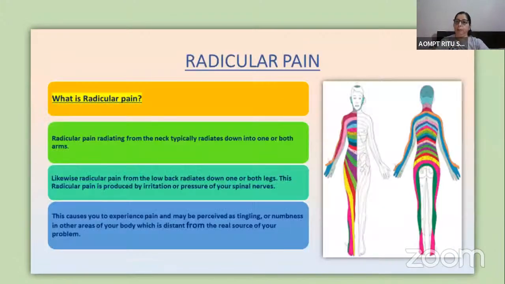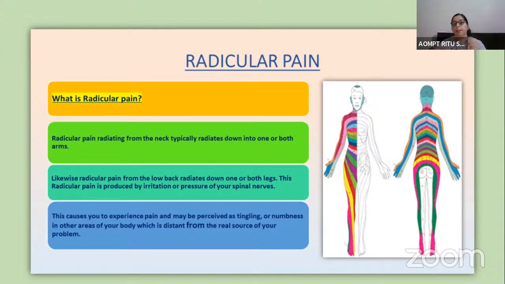And this is the radicular pain, which is like neuropathic pain, pain all along the course of the nerve. Radicular pain radiates, for the upper extremity, from the neck down into one or both arms, or only one. Likewise, radicular pain from the low back radiates through one or both legs according to the severity, whether there is a radiculopathy or a stenosis, so the spinal nerves are getting compressed. These cause you to experience pain.